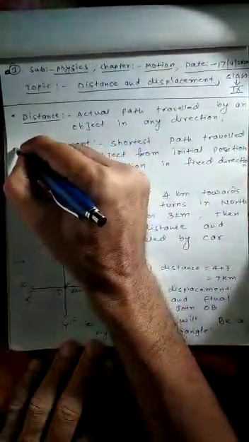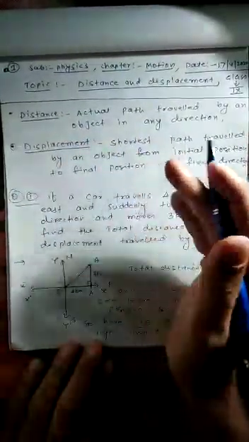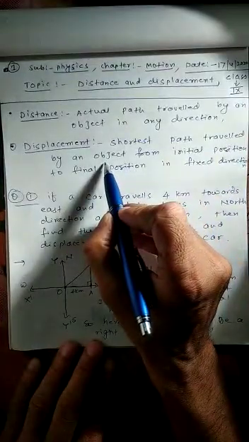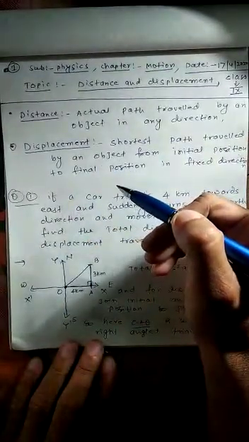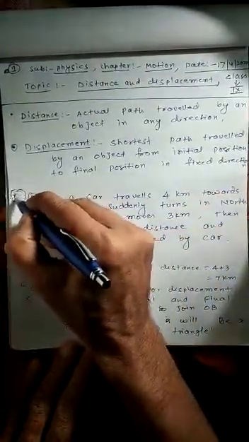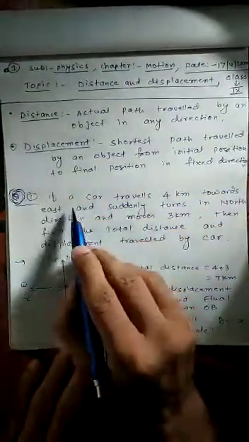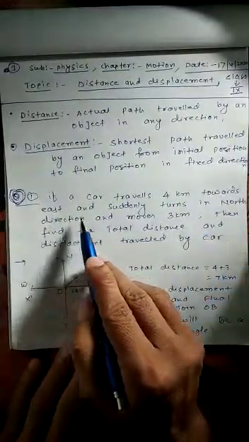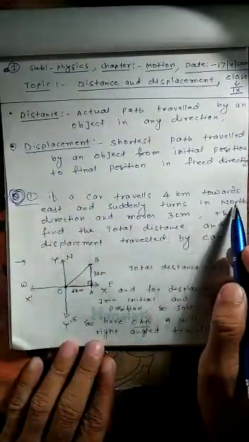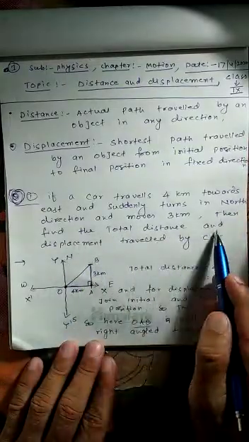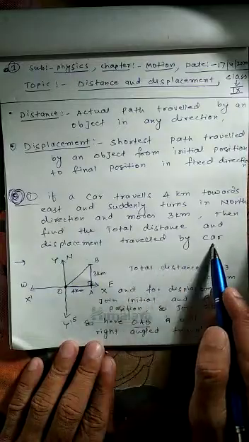बच्चों, whenever we find out a displacement of any object, then one technique is what? Simply join the initial position of an object to a final position of an object. Understood? Now take one question. This is a very simple question. If a car travels 4 km towards east and suddenly turns in north direction and moves 3 km, then find the total distance and displacement traveled by a car.